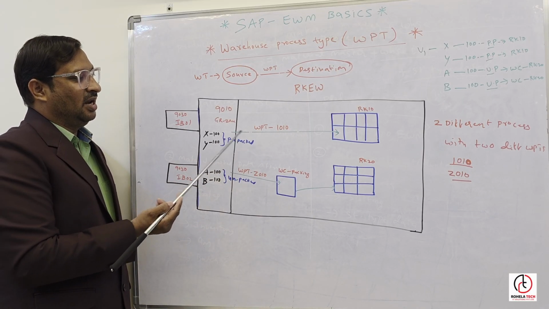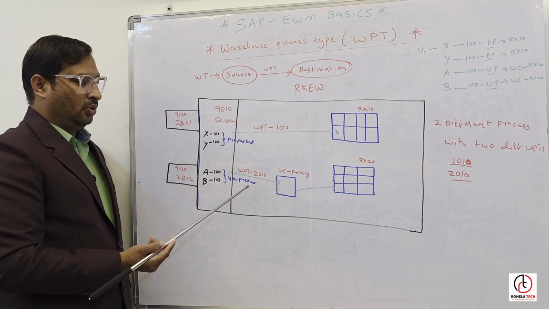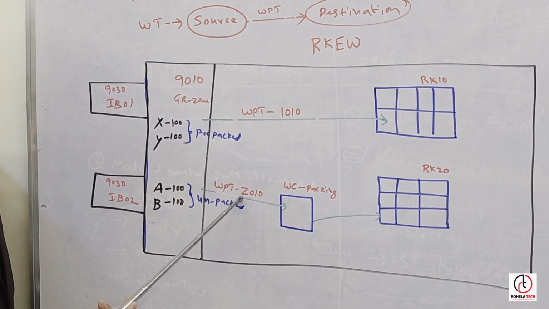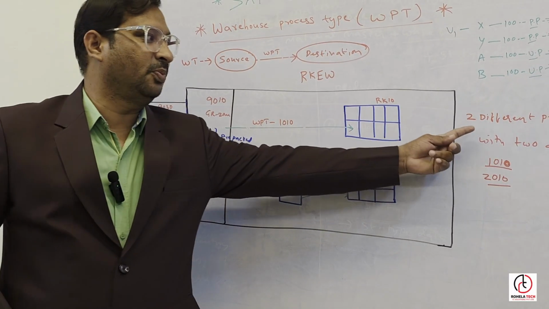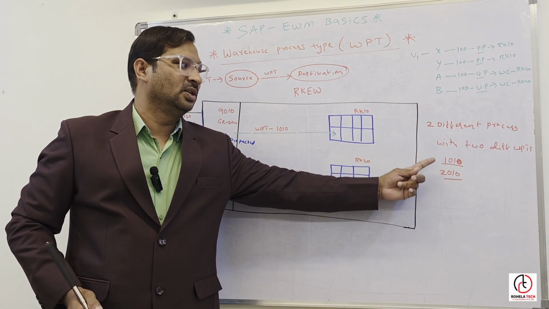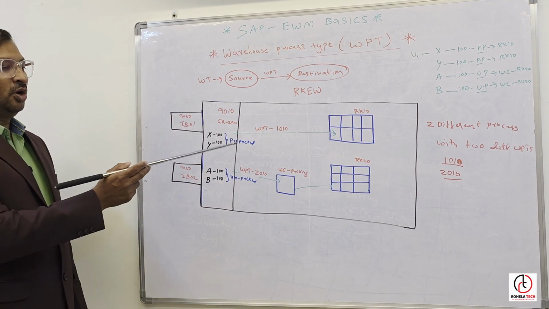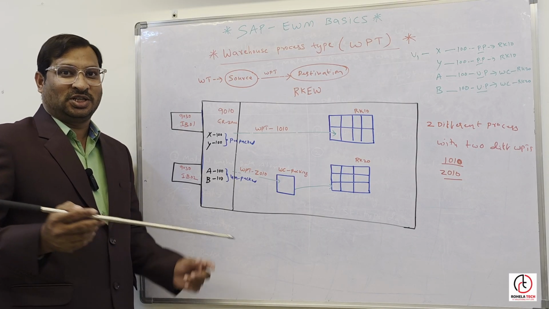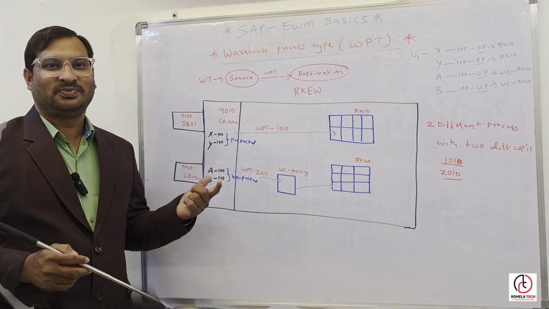For the direct putaway, we have a WPT called 1010. To send the material into the work center, like packing, we have a customized WPT called Z010. So two different processes we are going to execute with two different WPTs: one is 1010, the other is Z010. The question is how the WPT is going to be determined by the system. Stay tuned with us. The determination of WPT you will see in the next class.